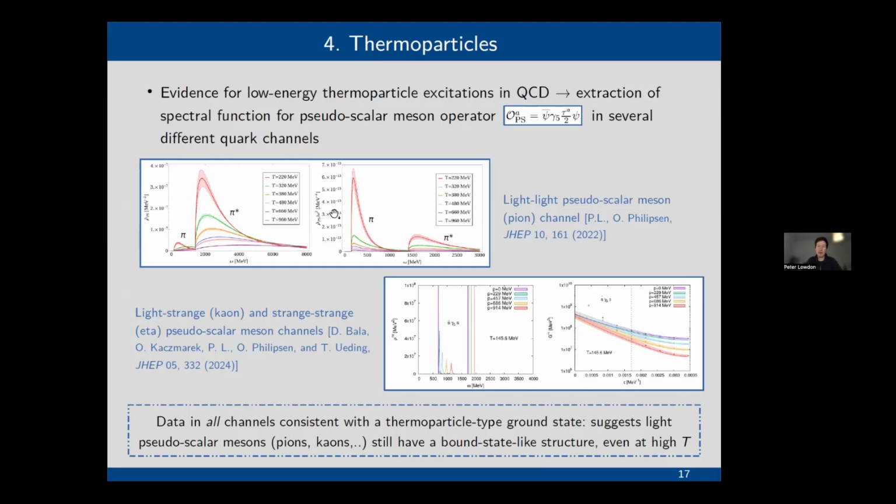What we see in all of these channels is that the pions and kaons, the low-lying mesons, still have a bound state-like structure even at high temperatures, even above the so-called pseudo-critical temperature, the crossover temperature that you have in QCD. We see that they still have a thermoparticle structure, and a thermoparticle structure is just a collisionally broadened hadron. So these states still behave like bound states, even above the pseudo-critical temperature. If you're interested in more details, we can discuss that at the end, but I just wanted to mention that thermoparticles make an appearance here for the QCD spectrum.